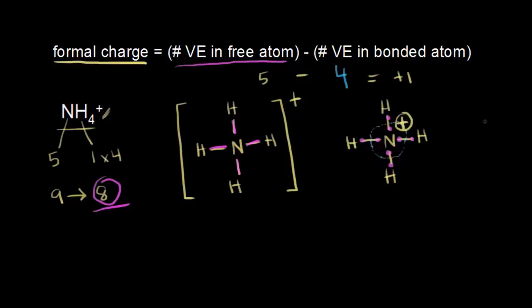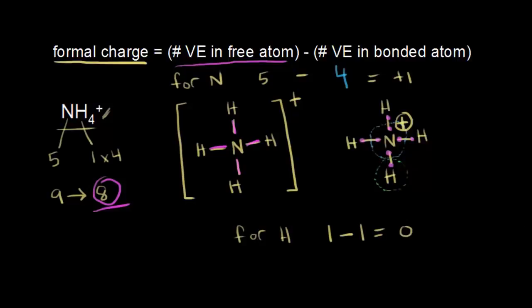Now let's do it for hydrogen. Hydrogen's in group 1 on the periodic table. This is for nitrogen, and then for hydrogen, it's in group 1, so 1 valence electron in the free atom, and from that we subtract the number of valence electrons in the bonded atom. We assigned 1 valence electron to each hydrogen, so it's just 1 minus 1, or 0. So there's 0 formal charge for all of the hydrogens in the ammonium cation. And that's how to assign formal charges.